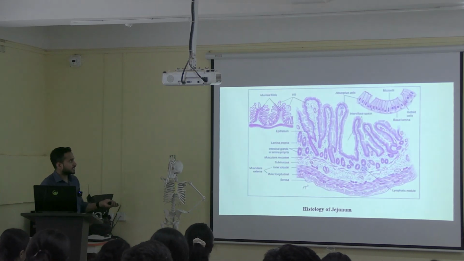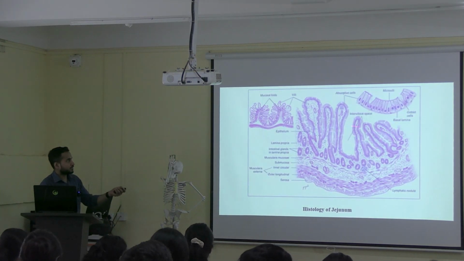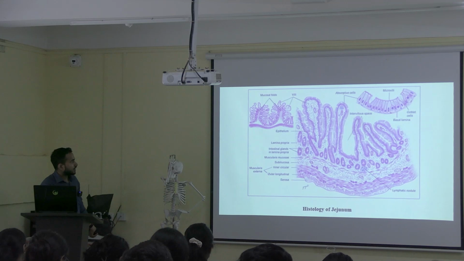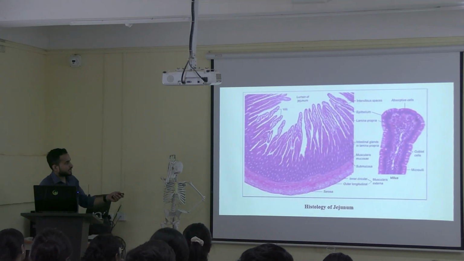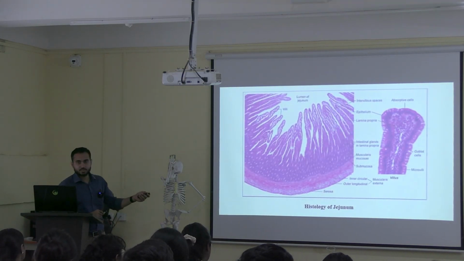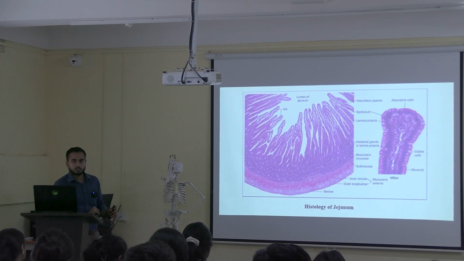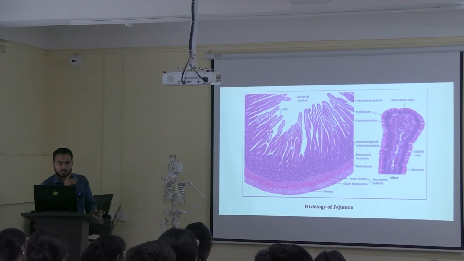So previously this is the schematic diagram which you have to draw in the practical notebook. This is the histological image, low magnification and high magnification. This is also the histology of jejunum. See the image carefully because after that you have to identify under microscope.